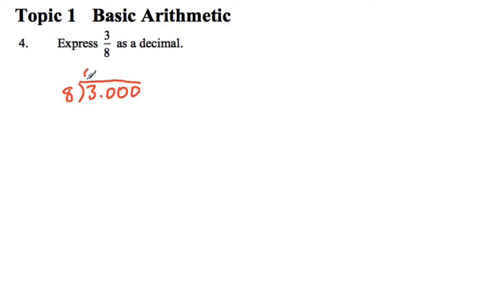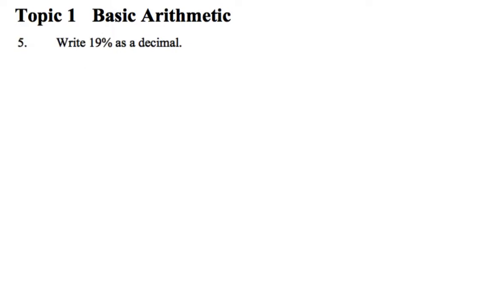8 goes into 3 no times. That decimal point would have to come up the top directly above where it is in the question, and that 3 would carry over. So 8 into 30 goes 3 times. 3 8s are 24. That would carry over a 6, a remainder of 6. 8 into 60 goes 7 times. 7 8s are 56, and we'd have 4 carrying over there. 8 into 40 goes 5 times. So if we didn't have a calculator, we could do that division of the bottom into the top and get a decimal of 0.375 as our answer. And that's the conversion of 3/8 into a decimal form.